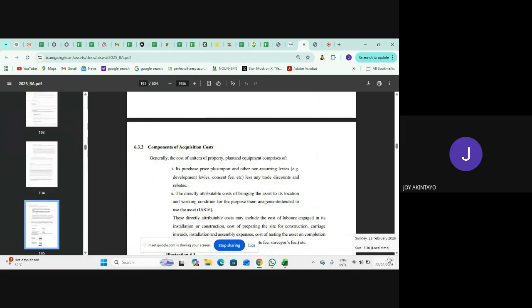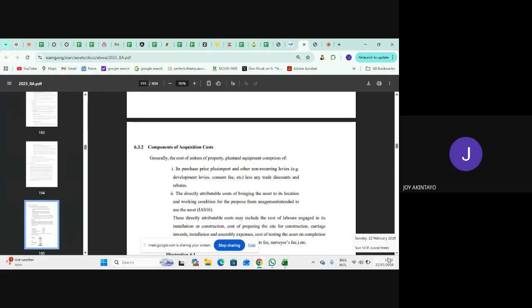Now, what are the components of cost? Acquisition cost. Number one, we will be looking at the purchase price plus import duty and non-recurring levy. That is something we cannot get back, less any trade discounts and rebates.